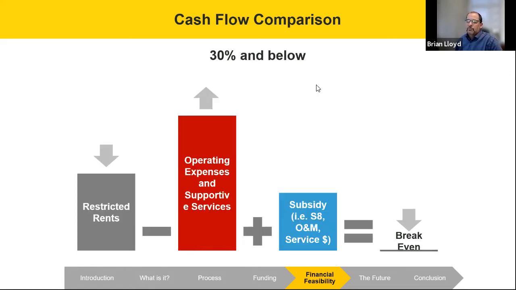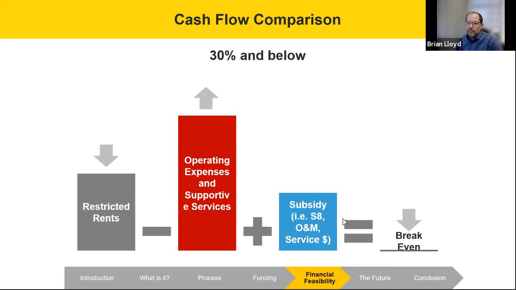But when you're serving people at 30% and below or extremely high needs populations, you have a much lower rental income stream, much higher operating and supportive service expenses. And so the only way to get to break even is to add in this subsidy.